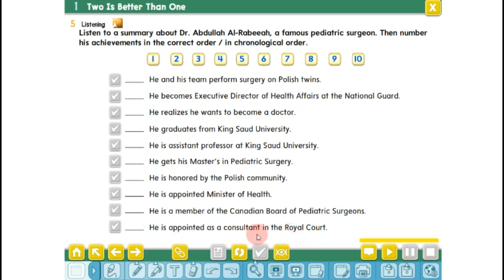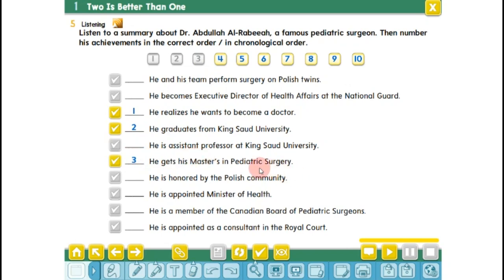After we listen to the listening about Dr. Abdullah Rabia, now we will number his achievements in the correct order. Number one, he realizes he wants to become a doctor. Number two, he graduates from King Saud University. Number three, he gets his master's in pediatric surgery.